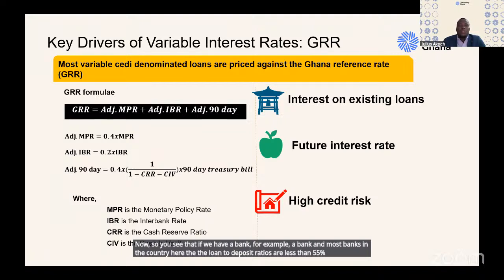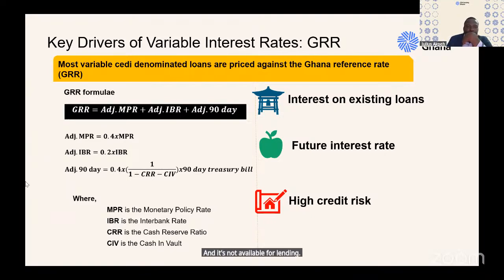So they'll be required to keep a minimum of 20% of their deposit with the central bank. That deposit attracts no interest at the central bank, and it's not available for lending. Now, if you look at this formula here, you have 1 divided by 1 minus CRR minus CIV. The CIV is cash in vault, right?